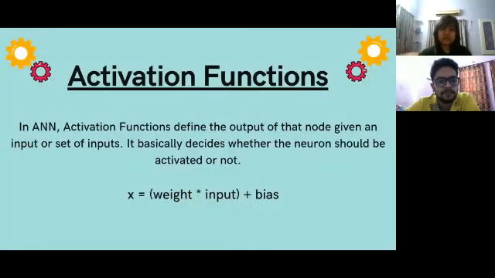So what is an activation function? As I said, a neuron is composed of two parts, a linear part and an activation function. The linear part is what you can see on the screen. It is the input that we get multiplied by the corresponding weights, which I talked about, added with a bias. This value is passed to an activation function.